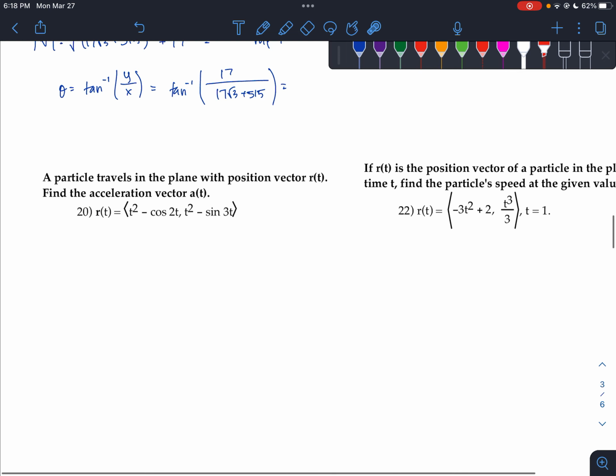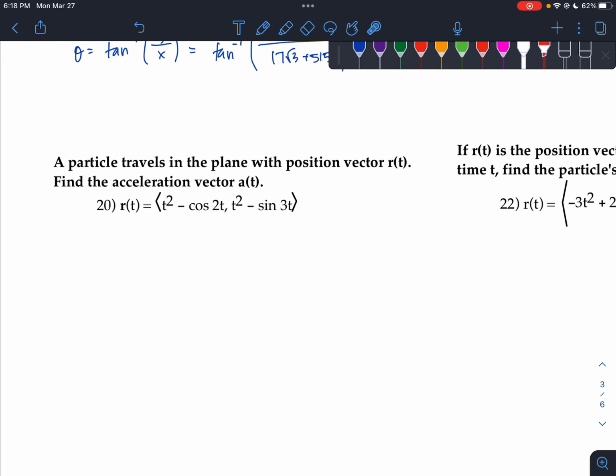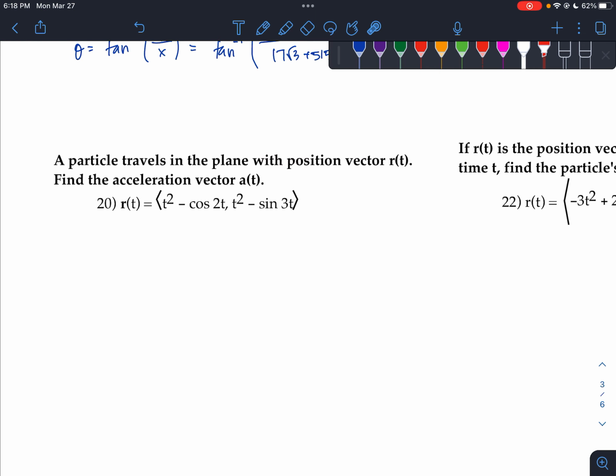A particle travels in the plane with position vector r of t. When it says that the particle is moving in the plane, just note that with a position vector, it's probably going to be defined parametrically. So here's your x and here's your y. It's moving in the plane, and that's how you can find its position. So find the acceleration vector a of t, which is pretty easy.